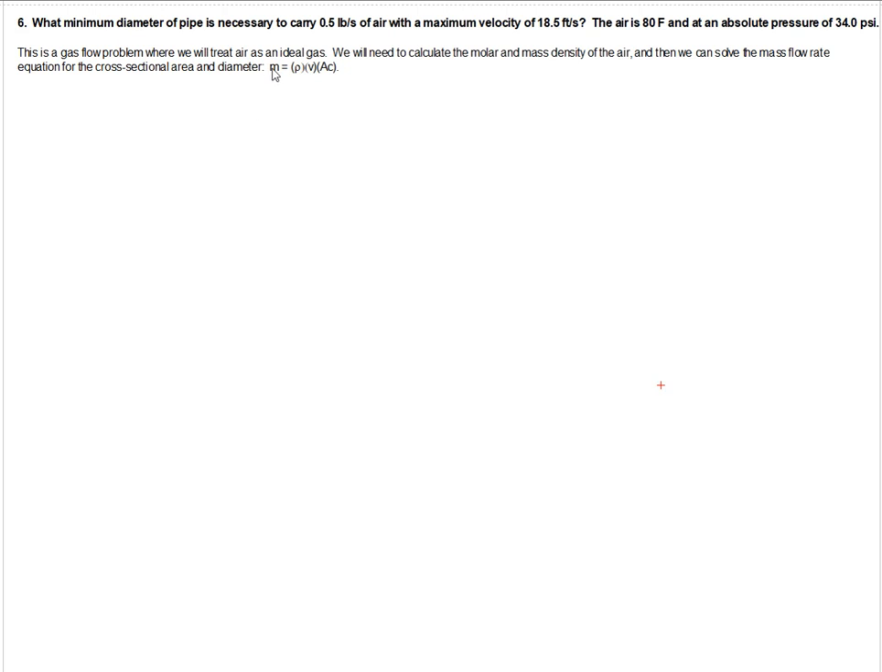And remember, that mass flow rate equation is: the mass flow rate is equal to the density, this is a mass density, times the linear velocity times the cross-sectional area. We're given the pressure and the temperature, so we'll be able to calculate the density of the air. We're given the linear velocity, 18.5 feet per second. So we need to calculate the cross-sectional area, and then from that get the diameter of the pipe that will be used to carry this air.